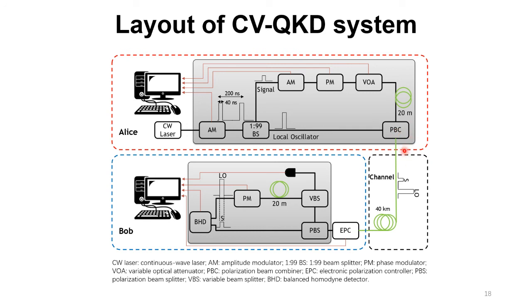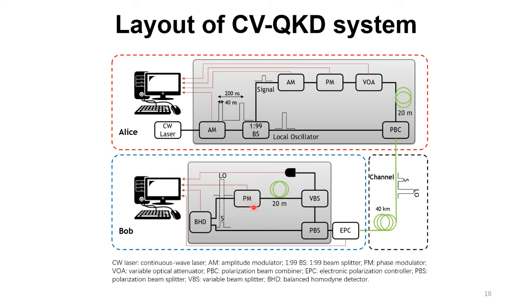Then, signal and local oscillator pulses are sent to Bob via a long fiber channel. On Bob's side, an electronic polarization controller and a photon detector are used to optimize the input of the polarization beam splitter. On the local path, an off-chip delay line corresponding to the one used by Alice allows for a time superposition of both the signal and the local oscillator.